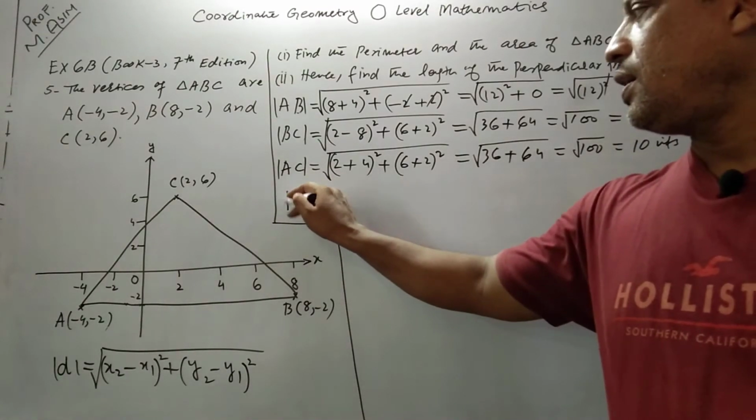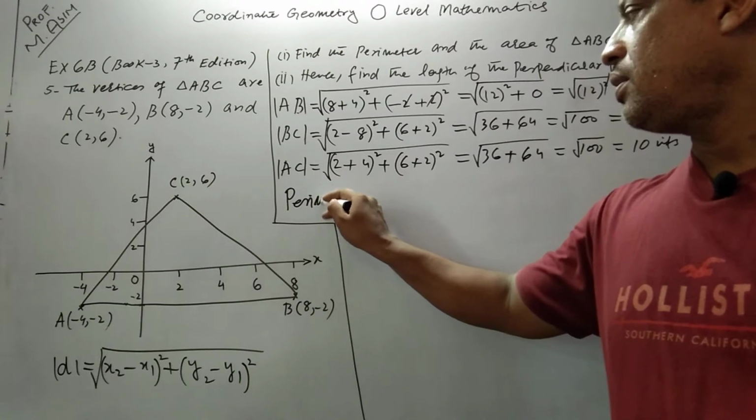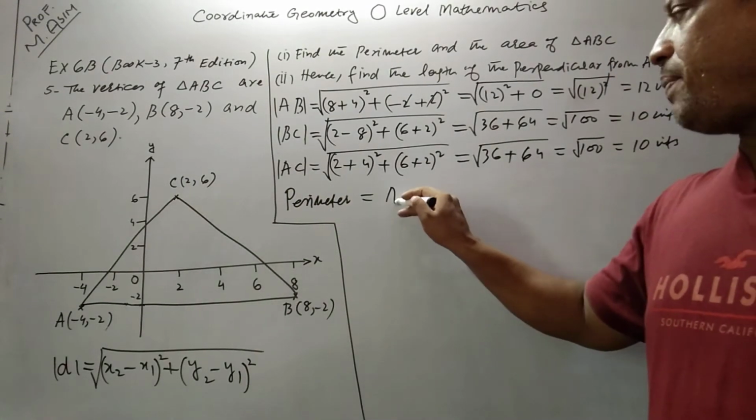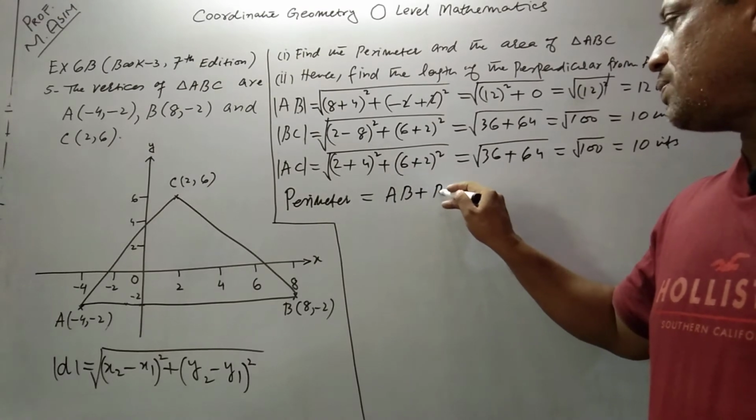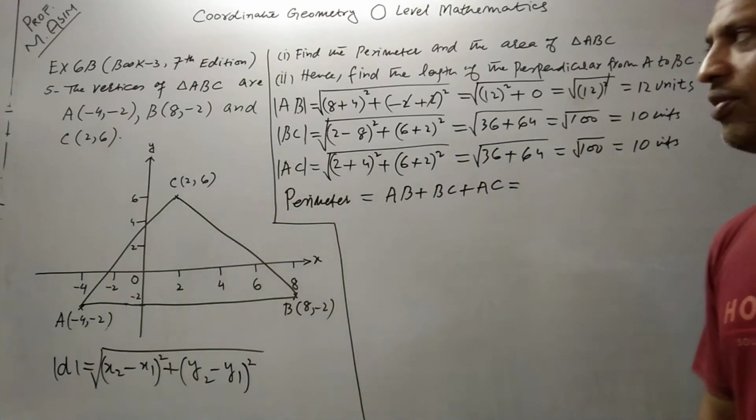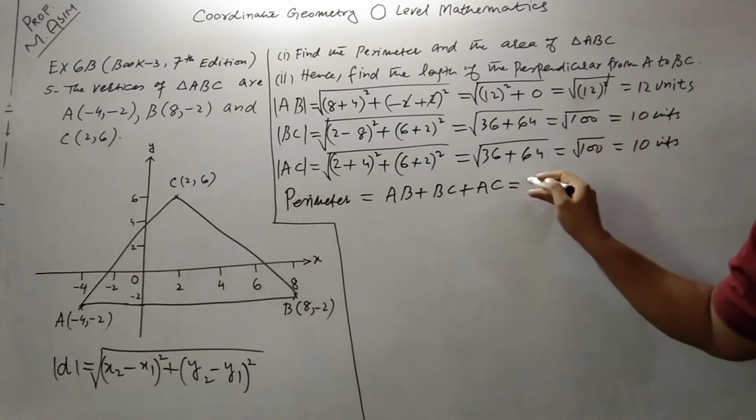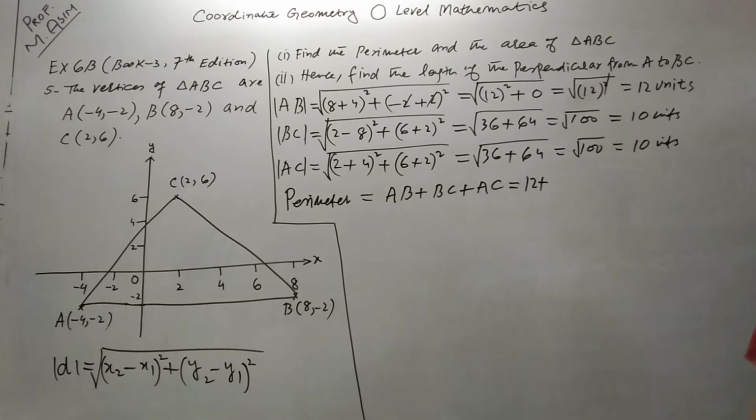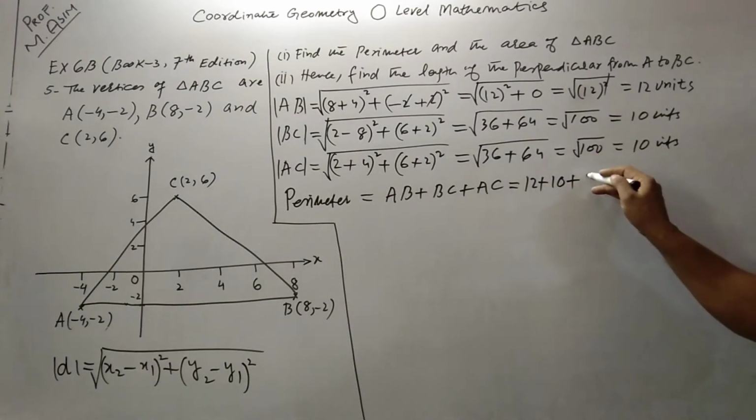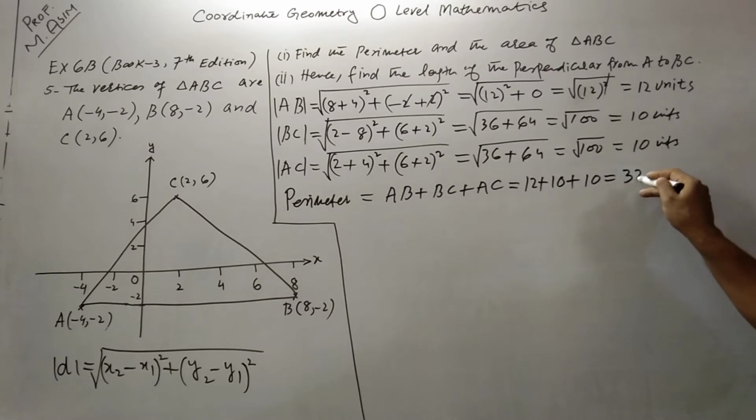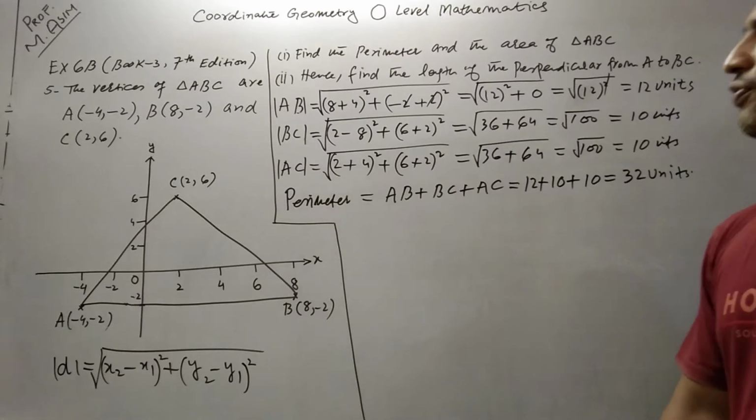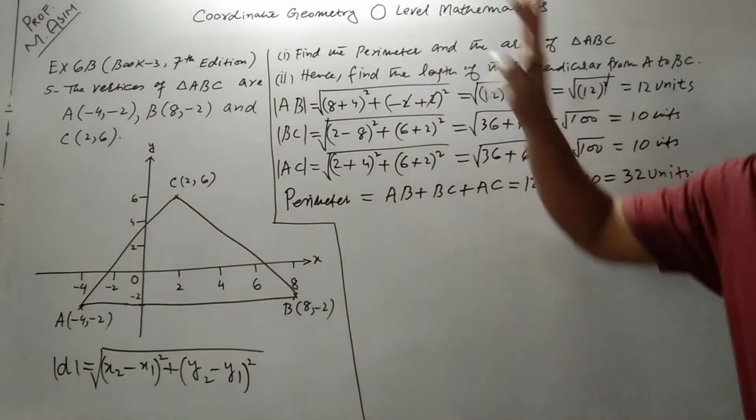Hence, perimeter is equal to AB plus BC plus AC. What is the value of AB? We found 12. What is the value of BC? 10. What is the value of AC? 10. The answer is 32 units. So the first requirement, perimeter, has been fulfilled.